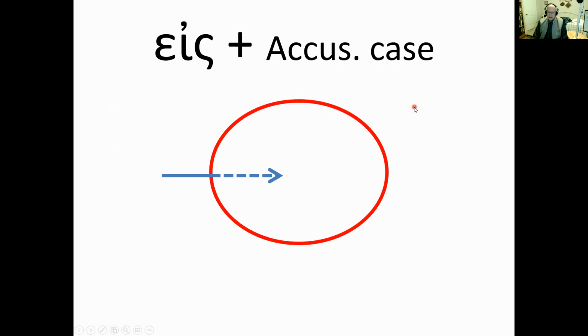Now we have some prepositions that we need to learn, and also the case that we use with them. Eis, and the accusative case, I go into. It means into. Eis, into.